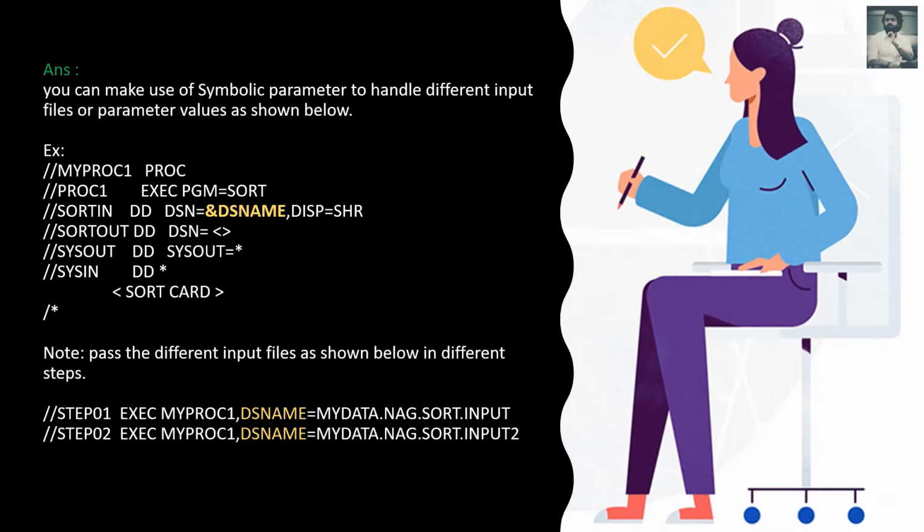Answer would be, you can make use of symbolic parameters to handle different input files or parameter values as shown below. The highlighted DSNAME can be changed for each step, and we can pass different input files in different steps.